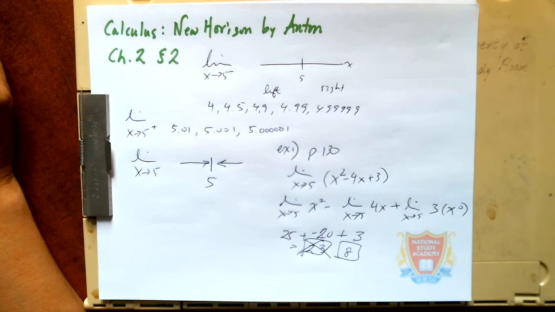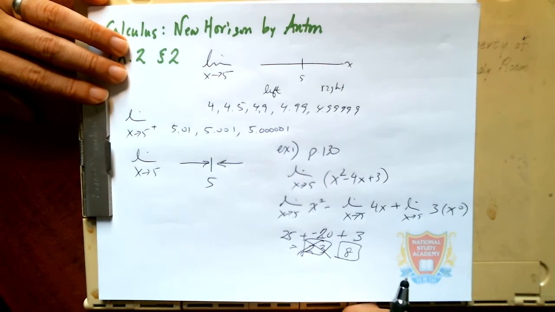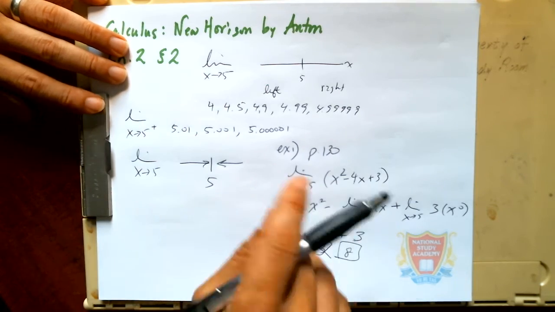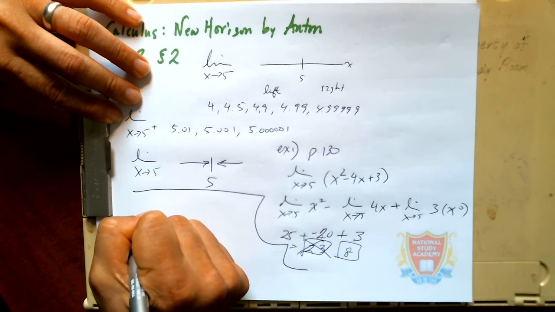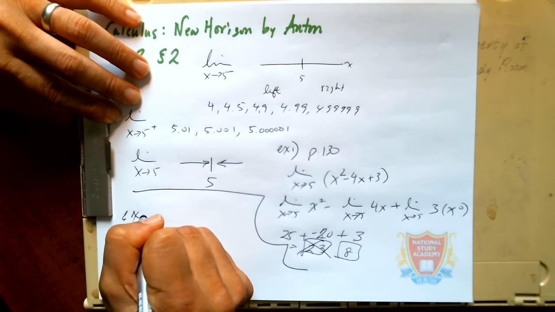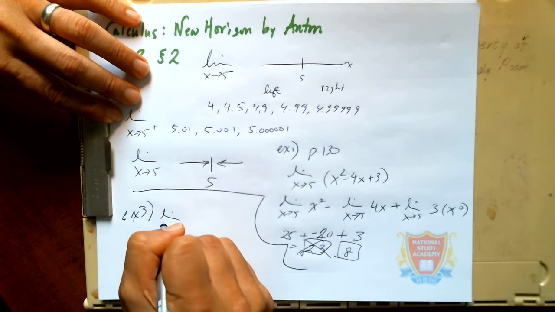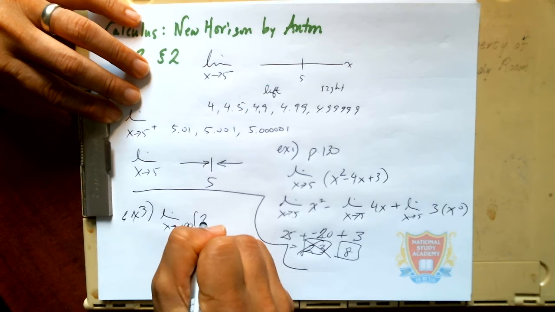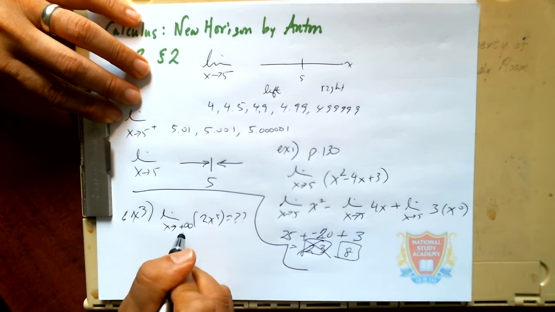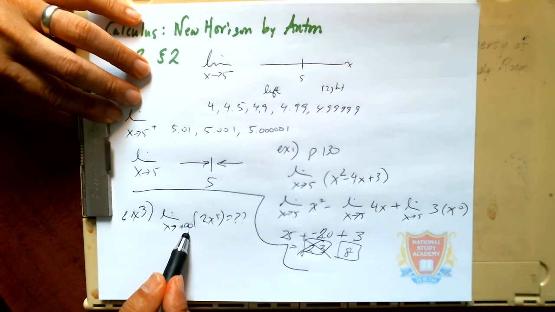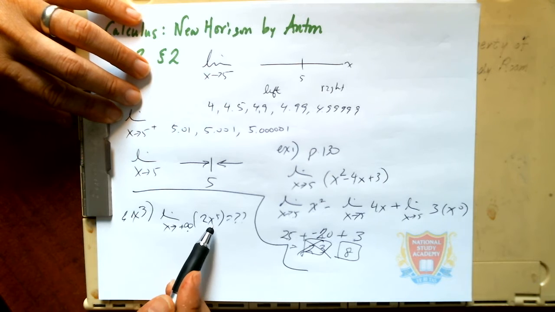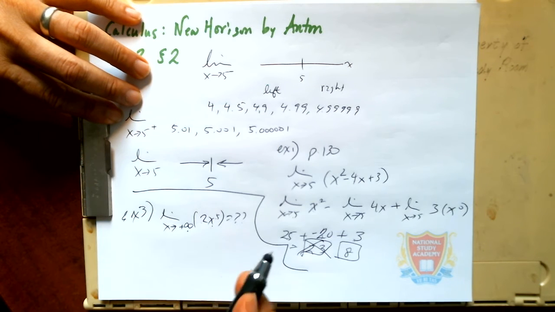Okay, so let's do example number 2. Actually, we're not going to do example number 2, we're just going to skip it. Let's do example number 3. What's the limit as x approaches positive infinity of 2x to the 5th? So give me a number that's approaching infinity, a really big number. It could be 1 million, 1 billion, 1 gazillion. If I raise it to the 5th power, I get a really big number, and then multiply by 2, I get a huge number. It's approaching positive infinity.